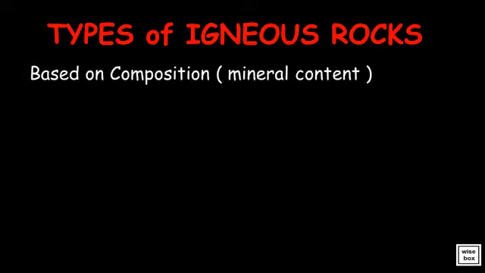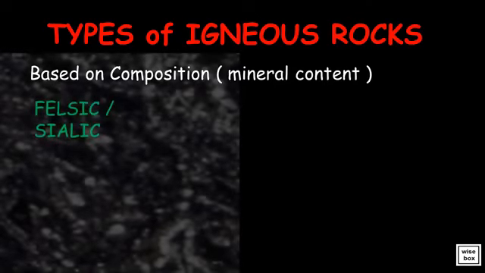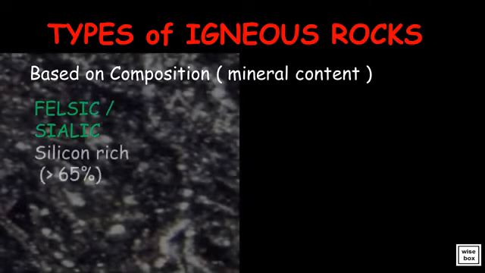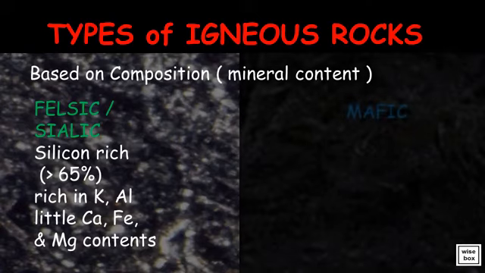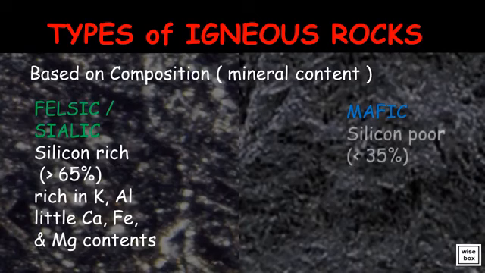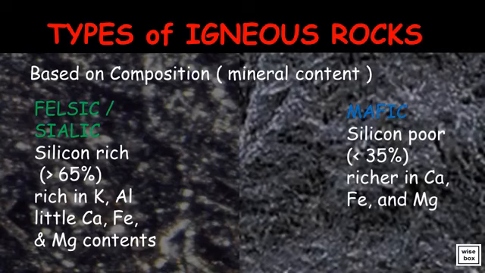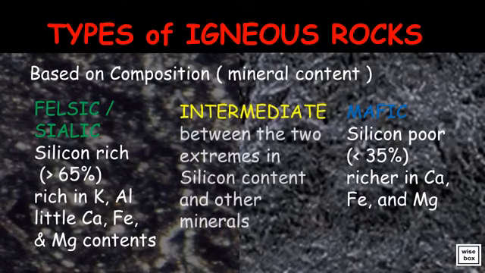Igneous rocks may also be classified based on their composition, or their mineral content. Felsic, or sialic rocks, are silicon-rich. They are also rich in potassium and aluminum, and have little calcium, iron, and magnesium contents. Mafic rocks are silicon-poor rocks. They are richer in calcium, iron, and magnesium. Then we have those rocks intermediate between the two extremes in silicon content and other minerals.